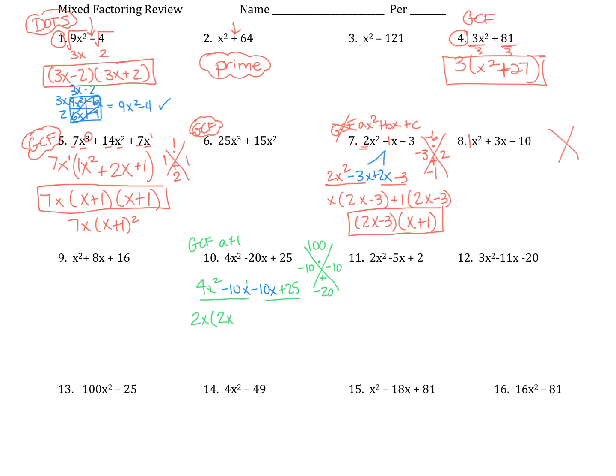Negative 10 divided by 2. So, I'm sorry, I got interrupted by our bell. Negative 10 divided by 2 is the negative 5, and x divided by x would cancel. So I'd get a 2x minus 5 in my parentheses.